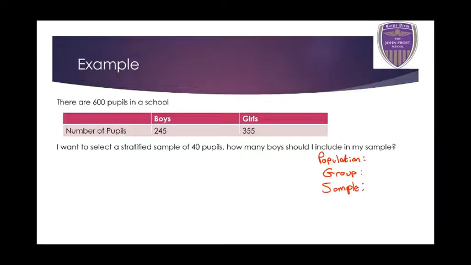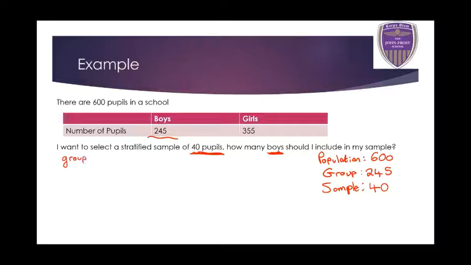We're looking at a stratified sample of 40 pupils, so we're looking at all of the pupils. There are 600 pupils in this school, so the population is 600. For the group, the question is asking how many boys would be in the sample. There are 245 boys. And the sample size is 40, as we're after a stratified sample of 40 pupils.